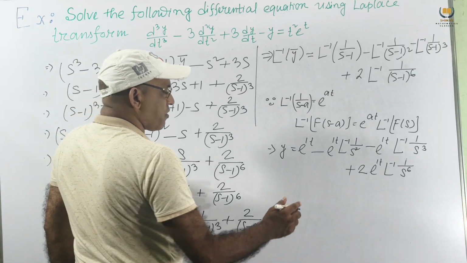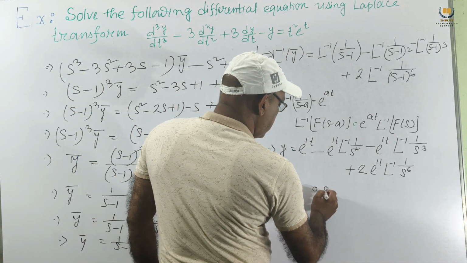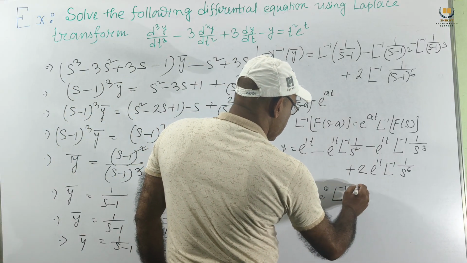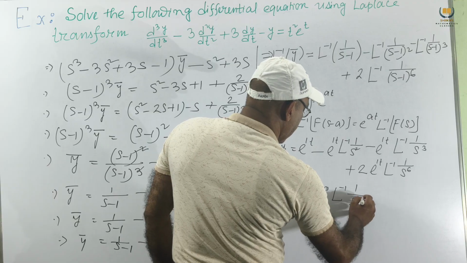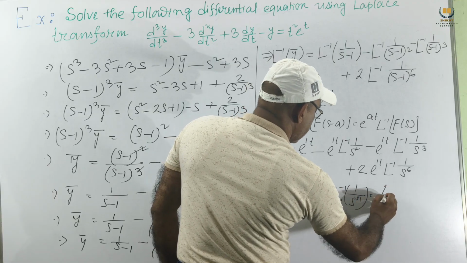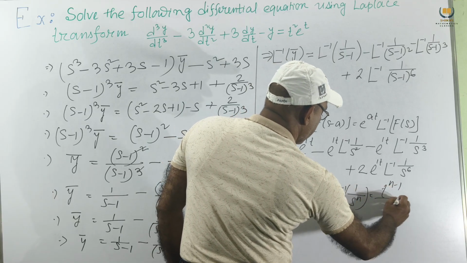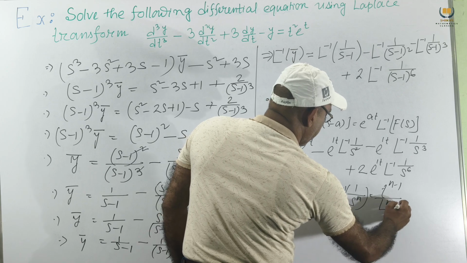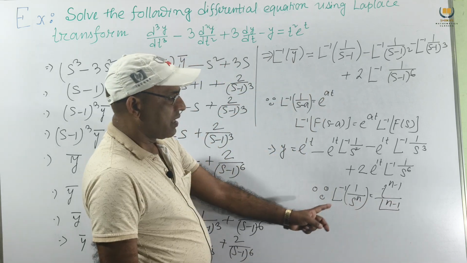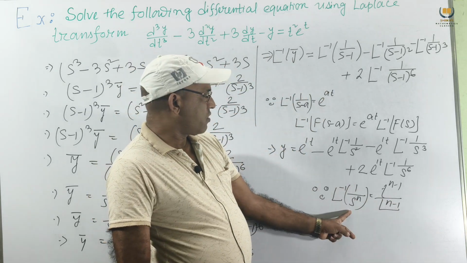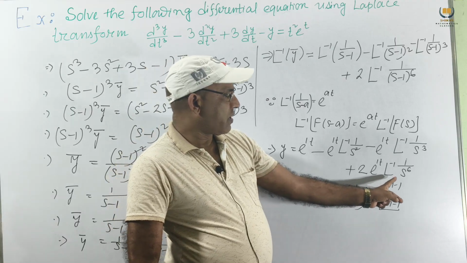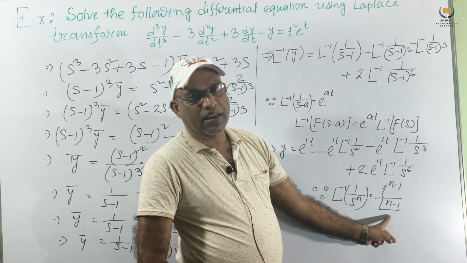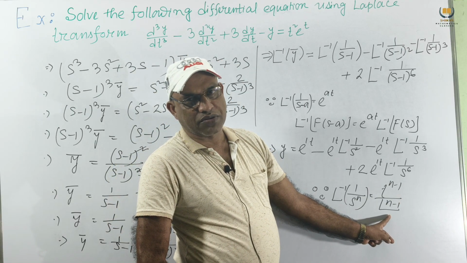Again you know this formula, L inverse 1 by s to the power n is t to the power n minus 1 by factorial n minus 1. It's our formula. L inverse 1 by s to the power n, t to the power n minus 1 by factorial n minus 1 is our formula.